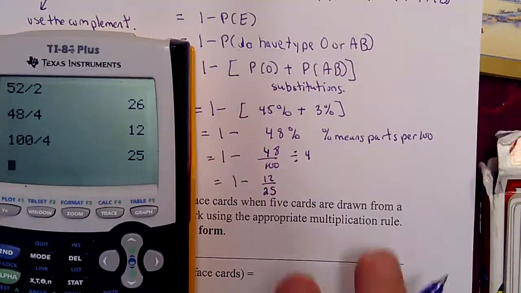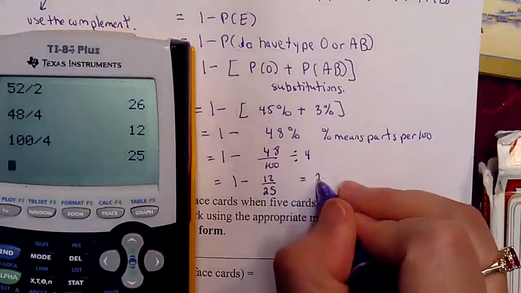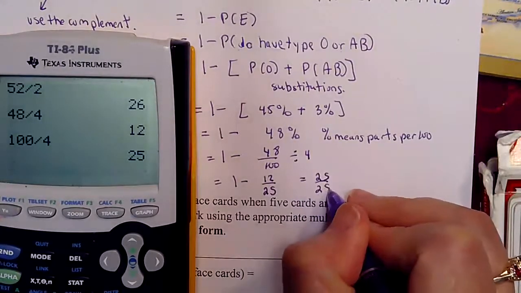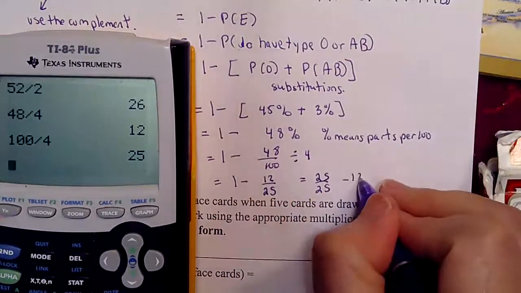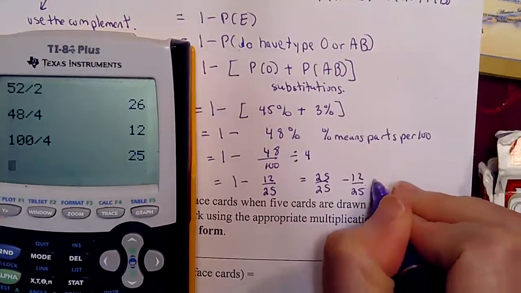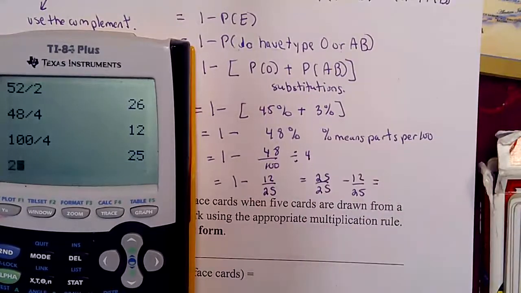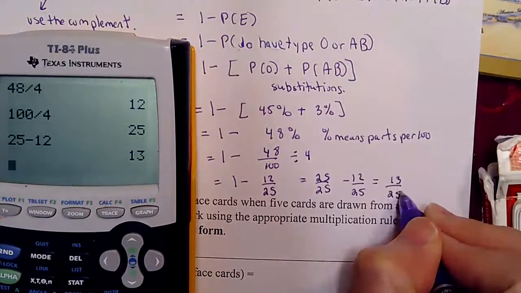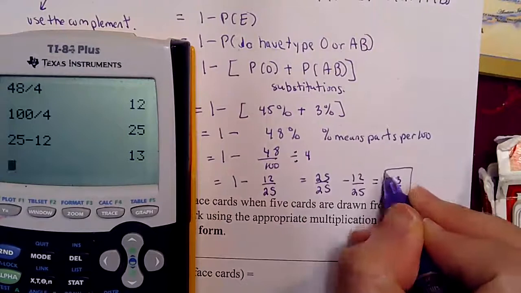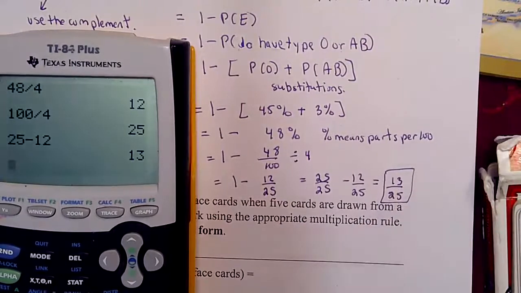And whenever you add or subtract fractions, you have to have a common denominator. So 1 becomes 25 over 25 minus 12 over 25. And 25 minus 12 is 13. 13 over 25.